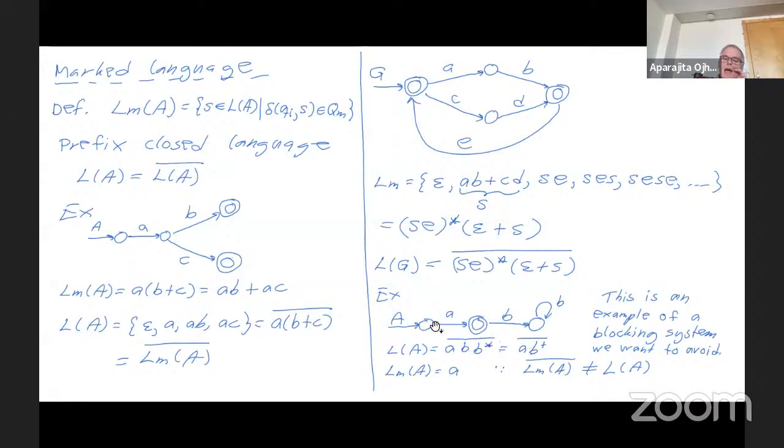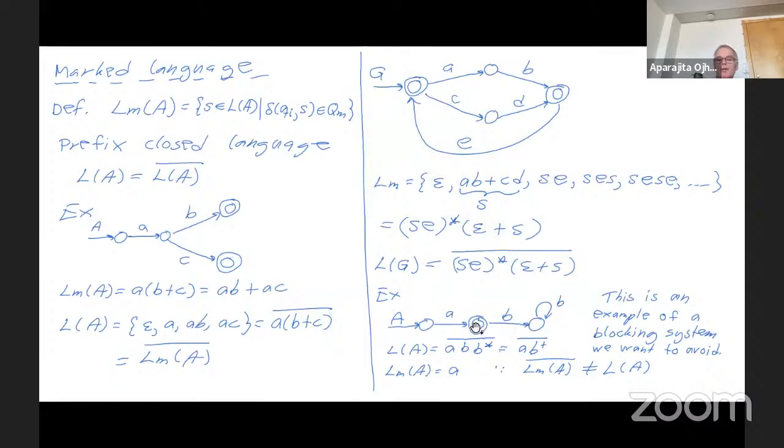But now, on the other hand, the marked language for this, the marked state is this state, and that means that it's only the event A one time that generates the marked language. So this is an example of a situation where if you take the prefix closure of the marked language, you don't get the complete language. And this is an example of what we call a blocking system we want to avoid.